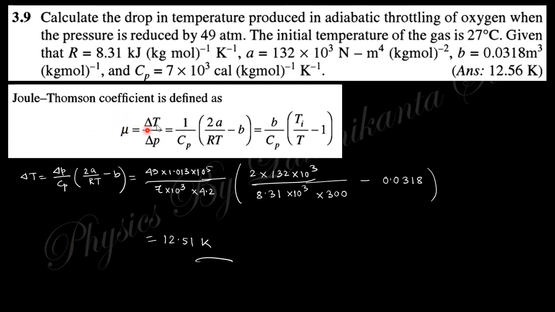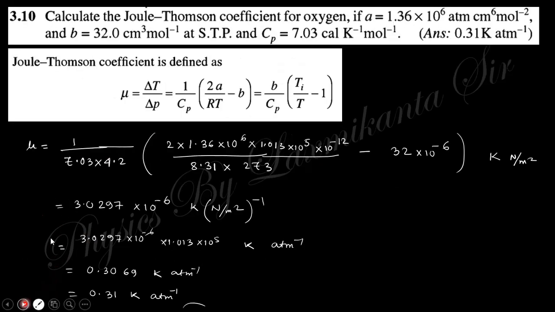Next one. This is also a similar question, just the data are given in a different unit, so you just consider the unit here. Here everything is in kg mole, so there is no problem with kg mole, but there is kg joule, so this must be converted into joule. That's why 8.31 times 10 to the power 3 here, and 10 to the power 3 here, right? This is similar.